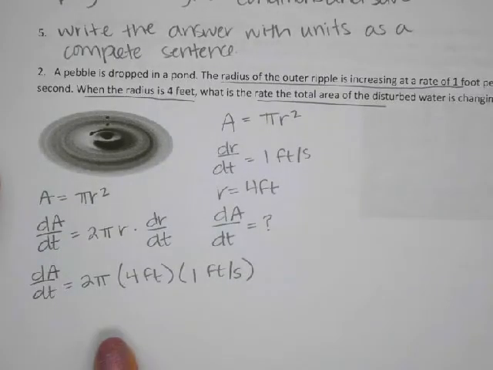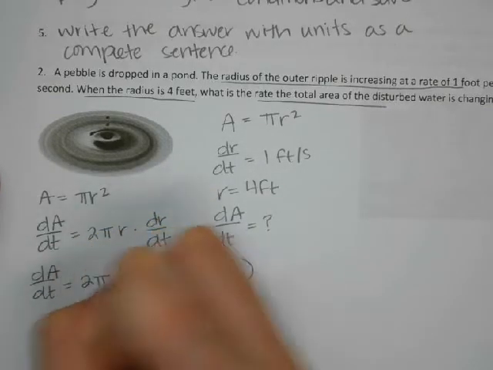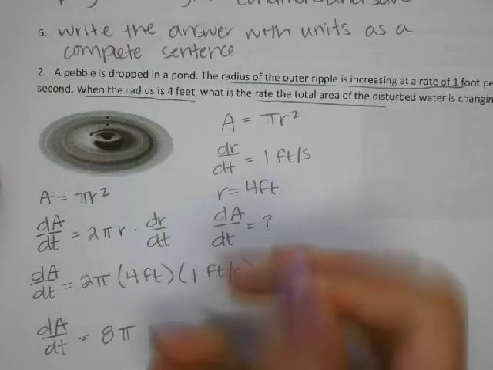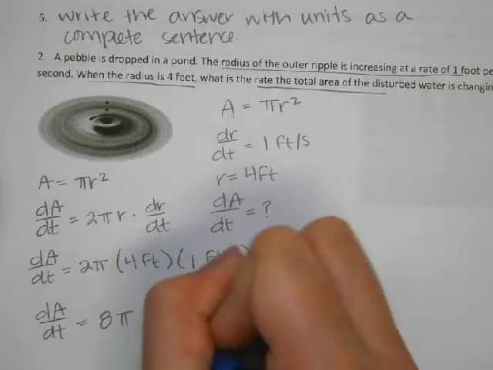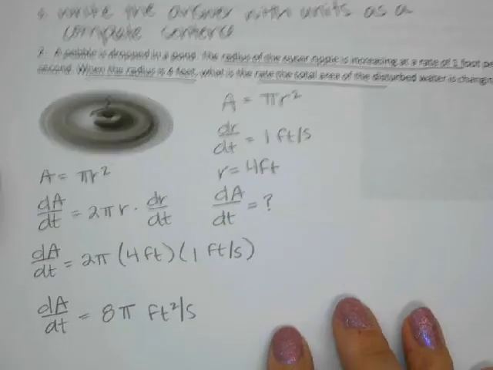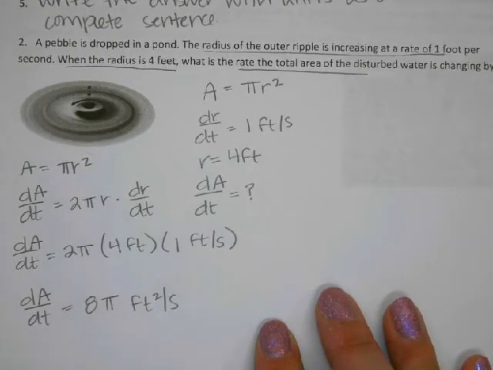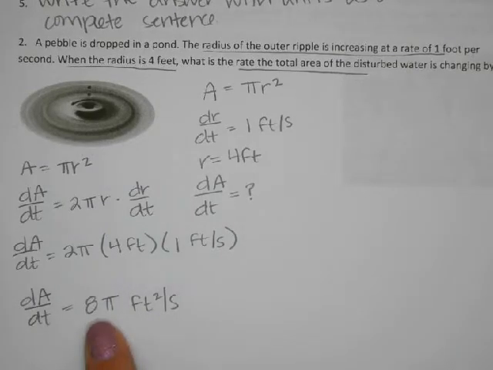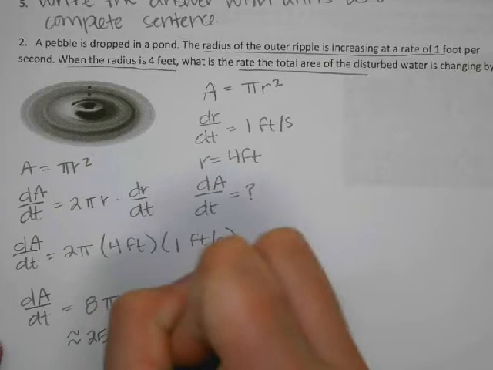And so when we multiply all these numbers, we have 2 times pi times 4 times 1, which is 8 pi. And when we look at our units, we have feet times feet per second, so that gives us feet squared per second. So as the radius is increasing by 1 foot per second, and the radius of the outer ripple is exactly 4 feet, then the area is increasing by 8 pi feet squared per second. Or we could say that that's approximately 25.133 feet squared per second.